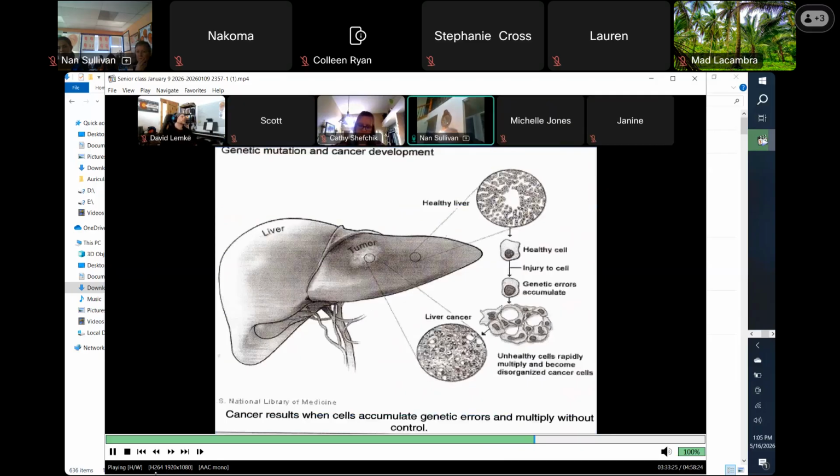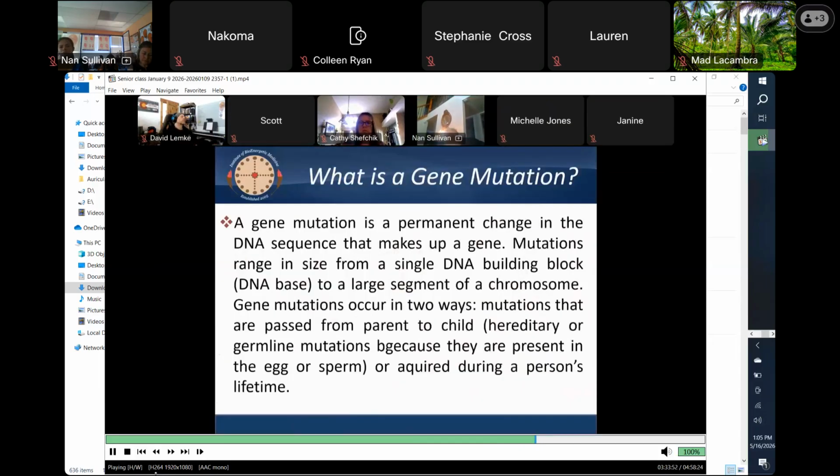So here we have an example of a liver cancer. There are portions of the liver that are healthy, and there's cancer. Cancer results when cells accumulate genetic errors and multiply without control. What is a gene mutation? A gene mutation is a permanent change in the DNA sequence that makes up a gene.